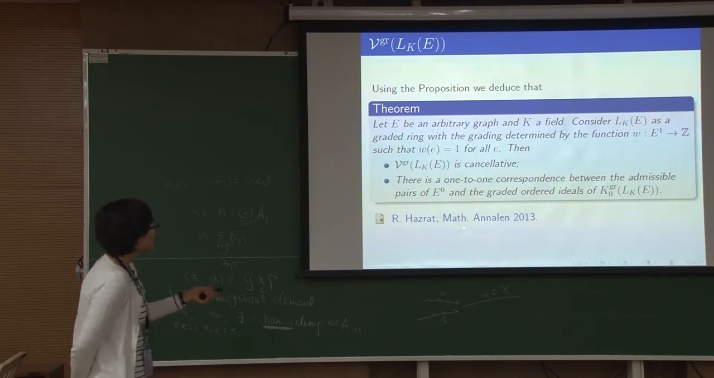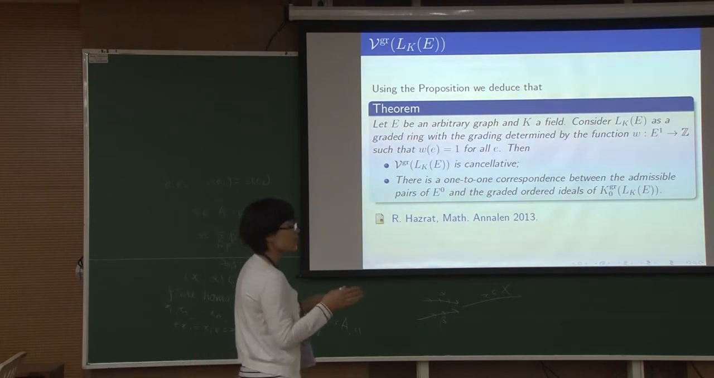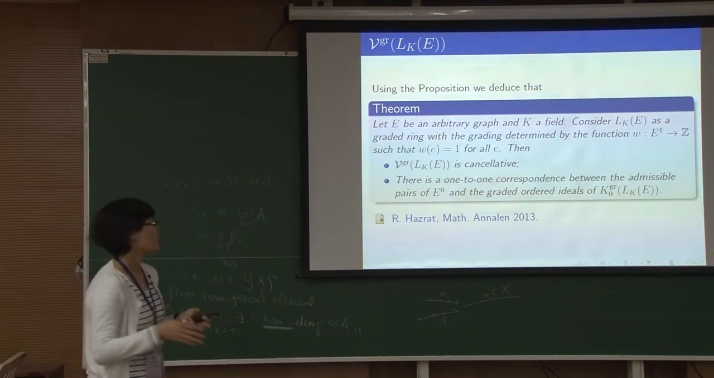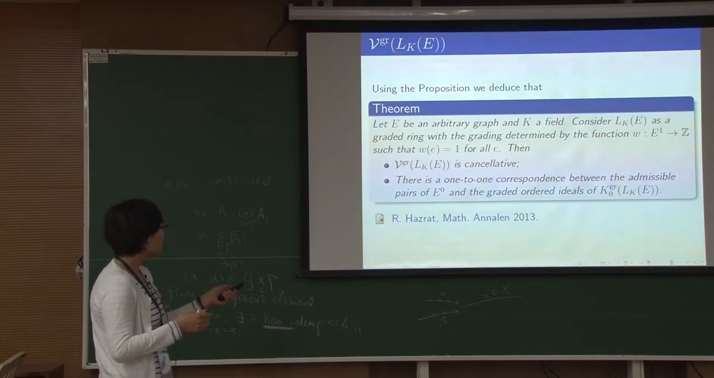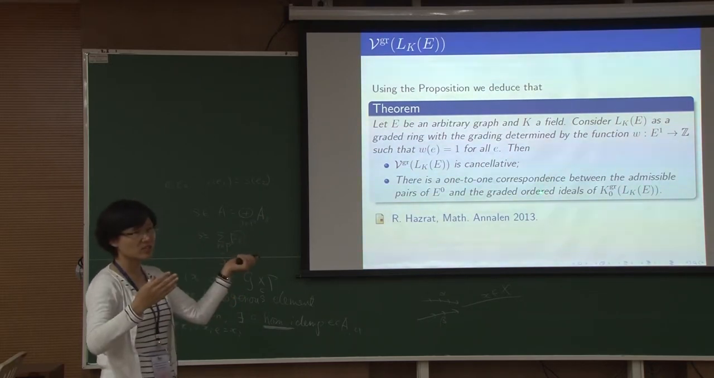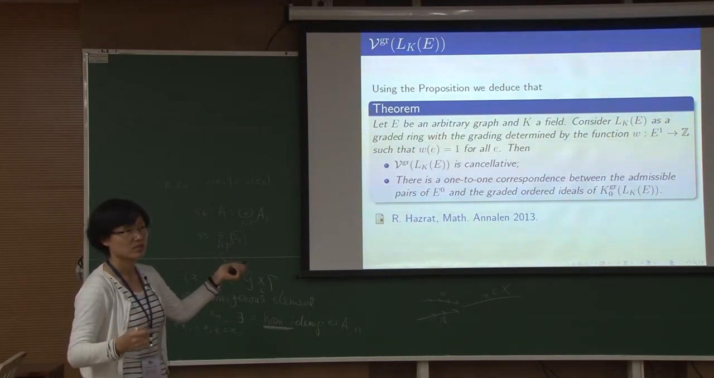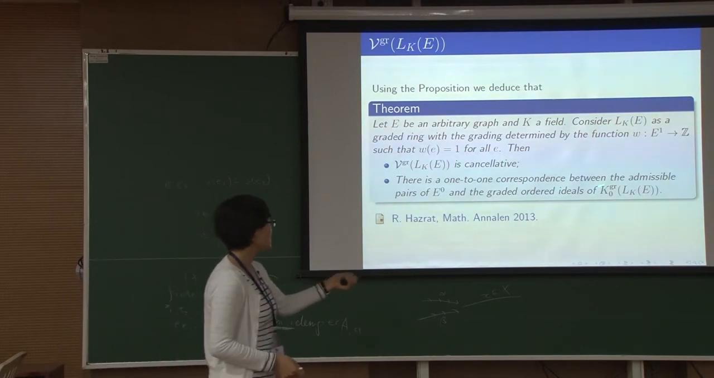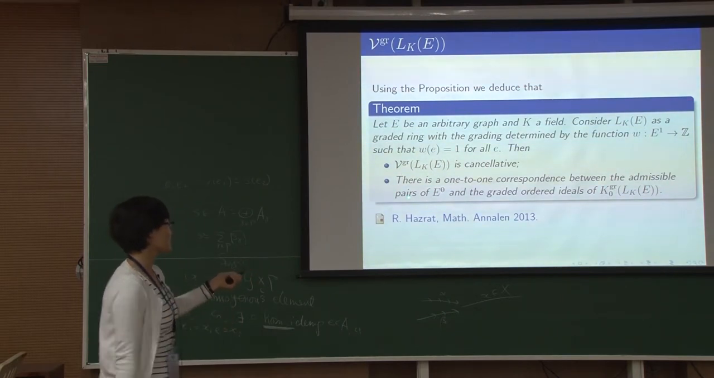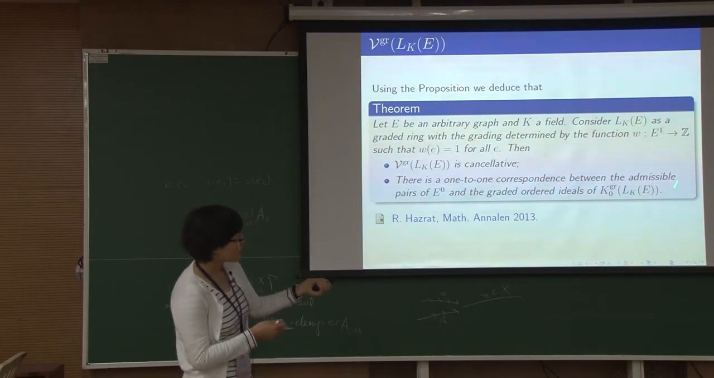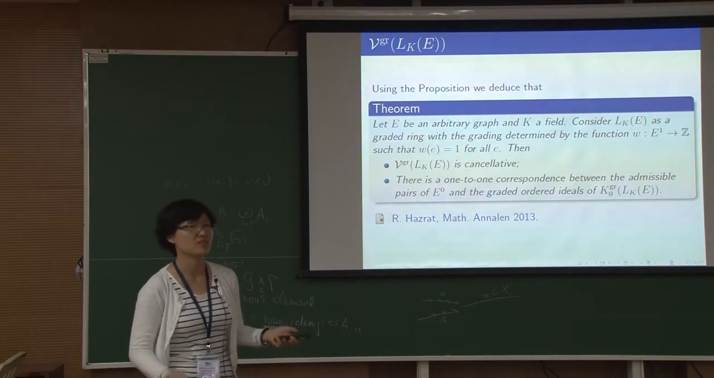In fact, in Professor Hammer's paper, there's a conjecture that the graded K0 is a complete invariant for the Leavitt path algebras. So here, for our first result, we have evidence that this graded K0 preserves all the information of this graded monoid. And also from this part, we know that the graded K0 captures the graded ideal structures of the Leavitt path algebra. Remember that we know that the admissible pairs of E0 are in one-to-one correspondence with the graded ideals of Leavitt path algebras.